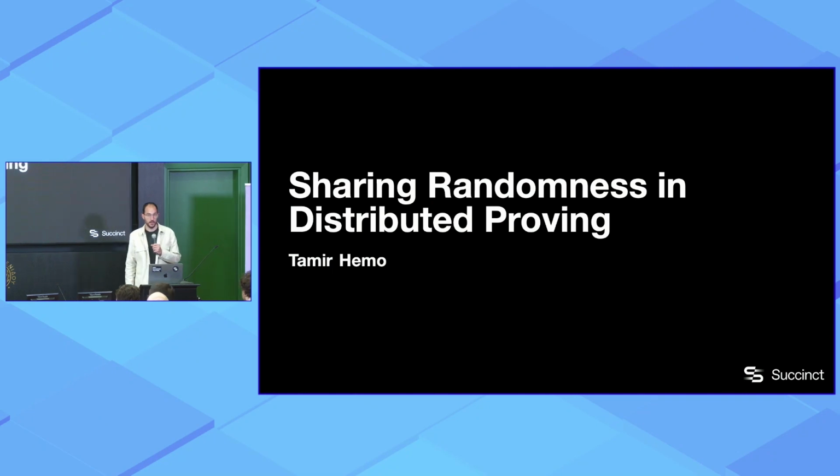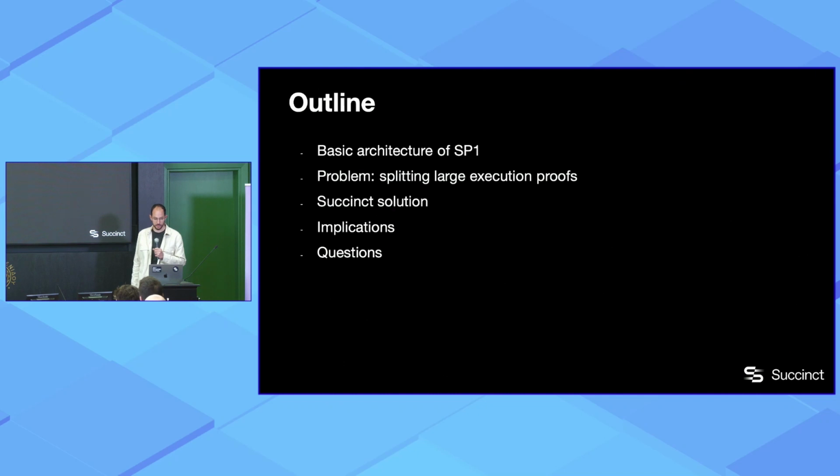My name is Tamir from Succinct, and I'm going to talk about the continuation argument we use in SP1. The short outline of the talk is we're going to start with an overview of the basic architecture of SP1. Then we're going to mention the problem of splitting large proofs. Then talk about the Succinct solution. And then we'll see the trade-offs with this solution, the implications, and then hopefully have time for questions.